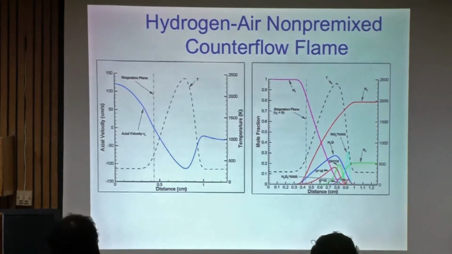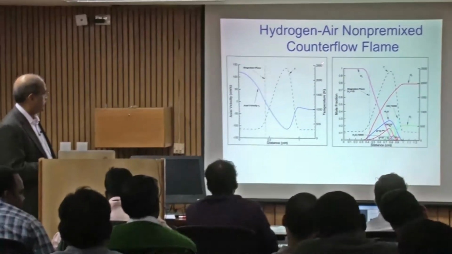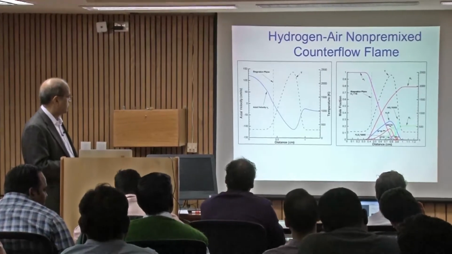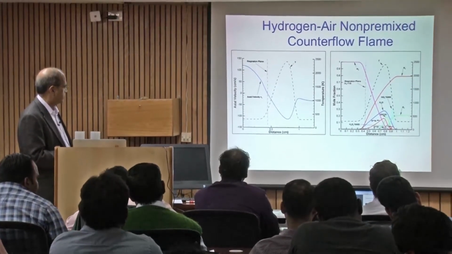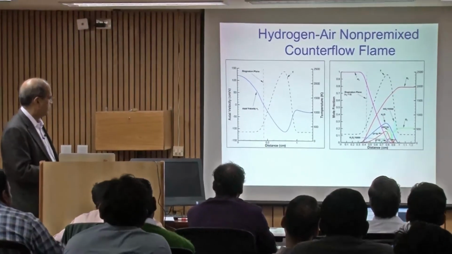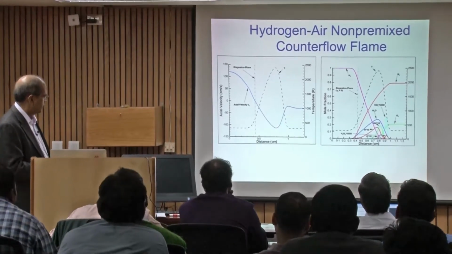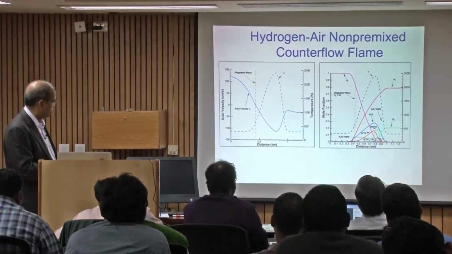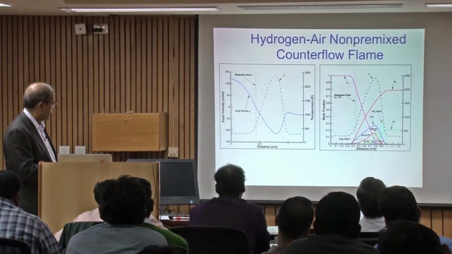This is for a different fuel. So hydrogen, air, non-premixed, but the flame structure is very similar. Temperature peaking. The stagnation plane is here, where the velocity goes to 0, which is right here.